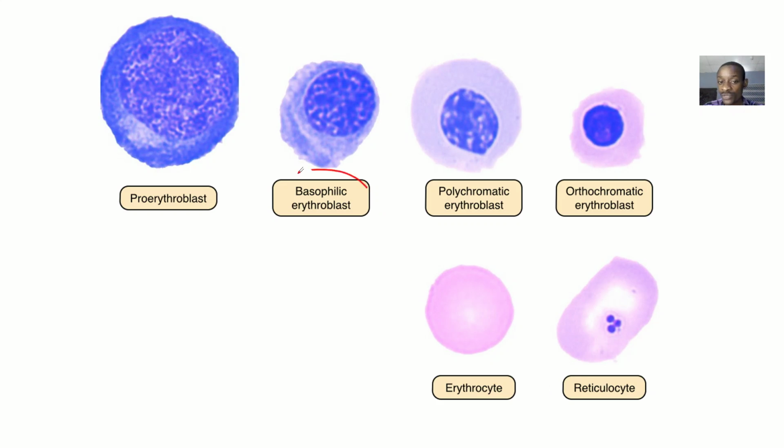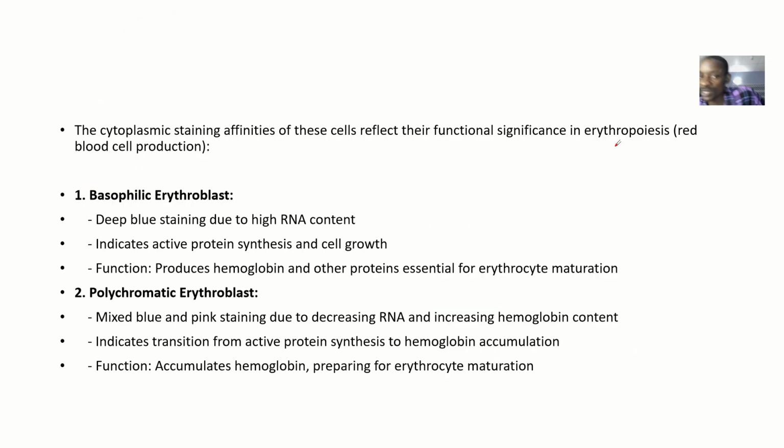If you stain a basophilic erythroblast, this is how it will look. Why is it looking like this? You have to explain. If you stain a polychromatic erythroblast, it will look like this. Why? If you stain an autochromatic erythroblast, also known as a normoblast, it will look like this. Why? I think this question in that exam was strictly for the distinction candidates because few people can reason sense out of this. So the cytoplasmic staining affinities of the cells reflect their functional significance.